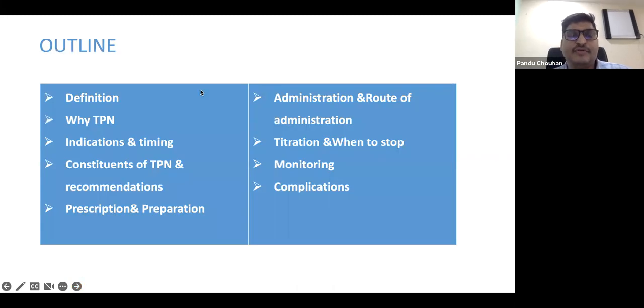So this will be the outline of today's discussion. The definitions of parenteral and enteral nutrition, why TPN is required, indications and timing, what the constituents of TPN are and what the recommendations are, prescription writing and preparation, administration and route of administration, titration and when to stop, monitoring for complications, and the complications of TPN.